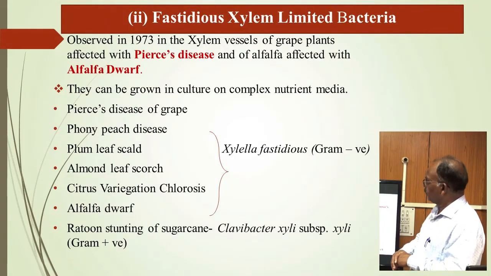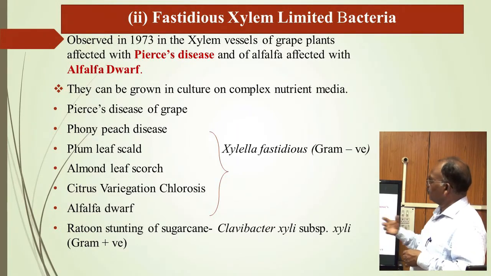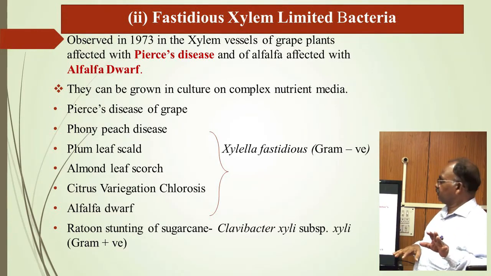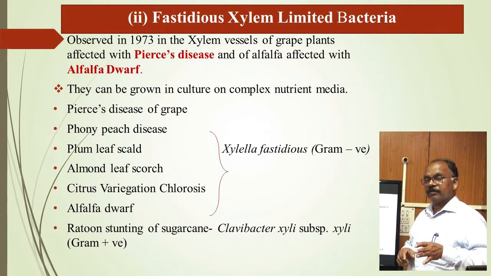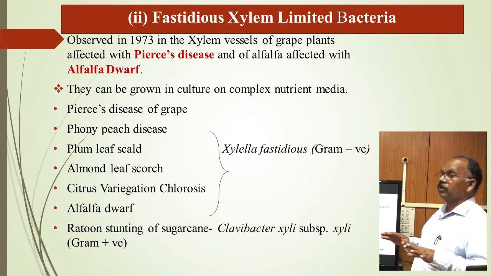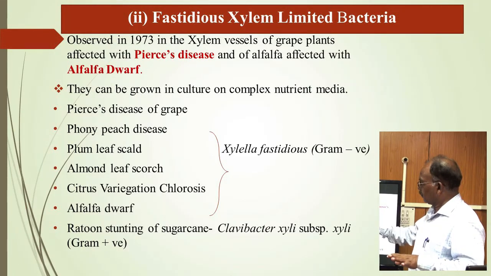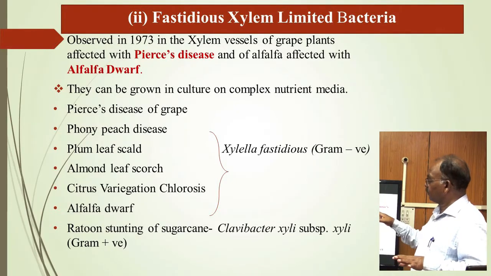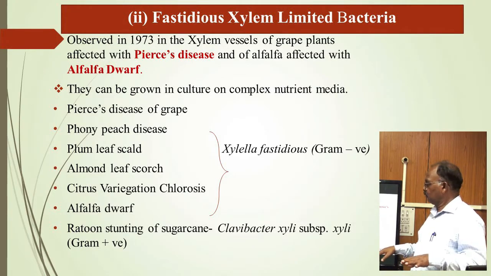The second group is fastidious xylem-limited bacteria, that means bacteria which are found only in the xylem. These bacteria were first observed in 1973 in the xylem vessels of grape plants affected with Pierce's disease and alfalfa affected with alfalfa dwarf. They can be grown in culture on complex nutrient medium. Some diseases are Pierce's disease of grape, phony peach disease, plum leaf scald, almond leaf scorch, citrus variegated chlorosis and alfalfa dwarf.